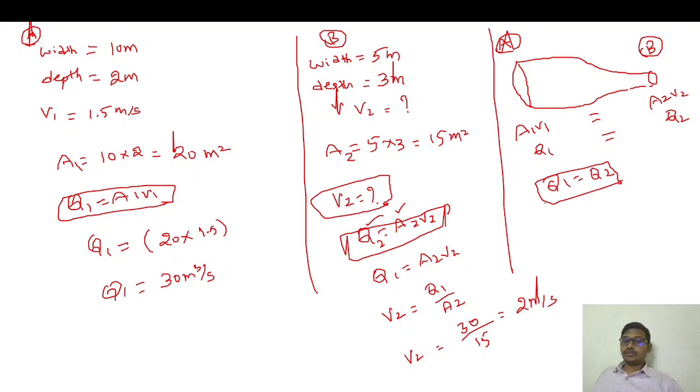Now you observe the velocity at the first section is 1.5 and the velocity at the second is 2. That means here the area is more, here the area is less. Here itself we can understand: increase in area, decrease in velocity. From here, decrease in area, increase in velocity.